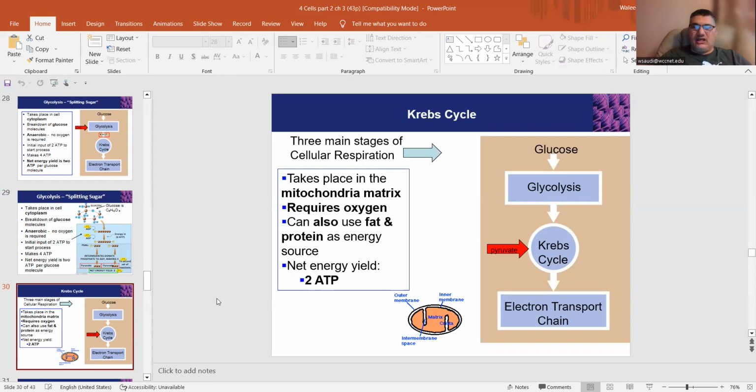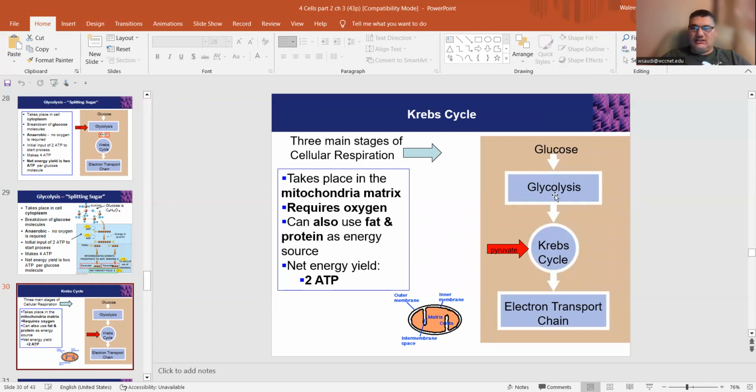The next step is the Krebs cycle. Where is the Krebs cycle? It's in the mitochondria. Which part? Matrix. Is it aerobic or anaerobic? Of course, both of those are aerobic because they happen in the mitochondria. One more time, the mitochondria does not work without oxygen. That's why we call it aerobic.